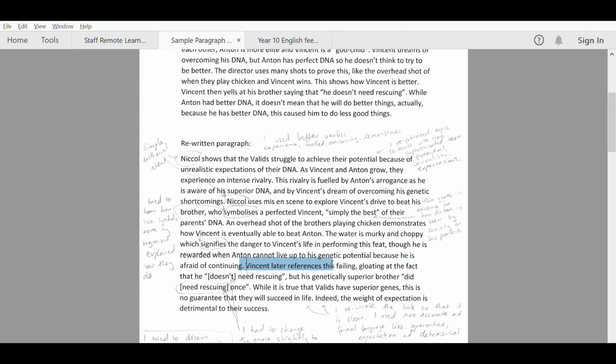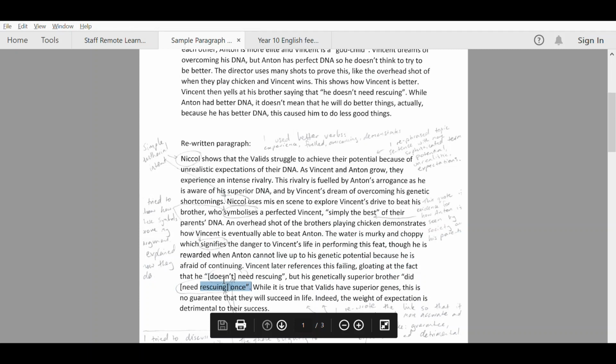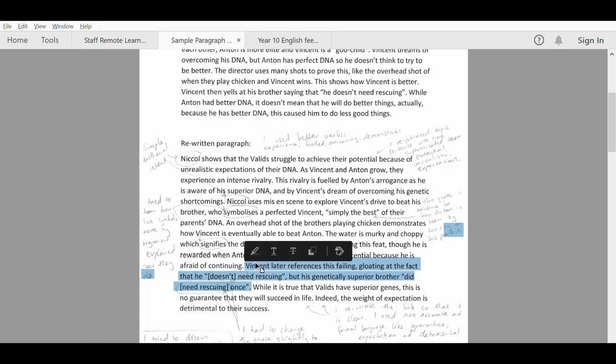Vincent later references this failing, gloating at the fact that he doesn't need rescuing, but his genetically superior brother did need rescuing once. Notice that this actually ties it to the argument. This discussion ties the evidence to the argument.